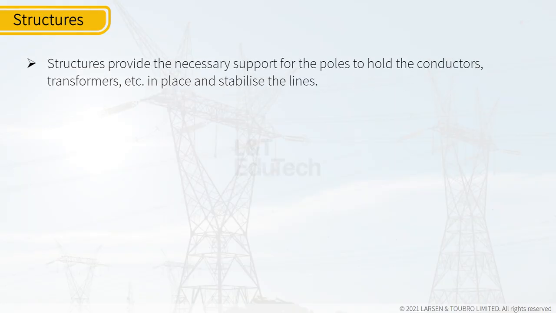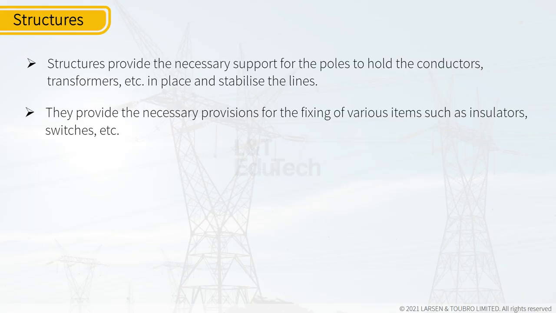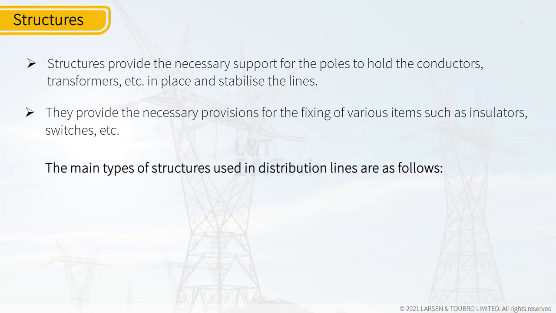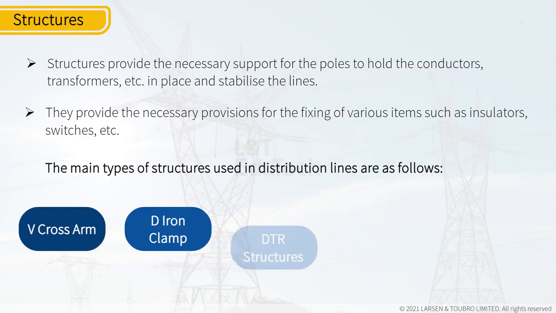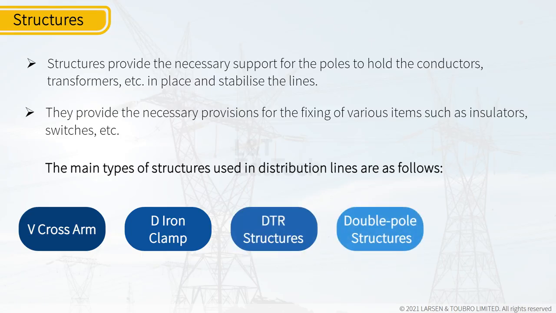Structures provide the necessary support for the poles to hold the conductors, transformers, etc. in place and stabilize the lines. They provide the necessary provisions for the fixing of various items such as insulators, switches, etc. The main types of structures used in distribution lines are as follows: V cross arm, D iron clamp, DTR structures, double pole structures, four pole structures.